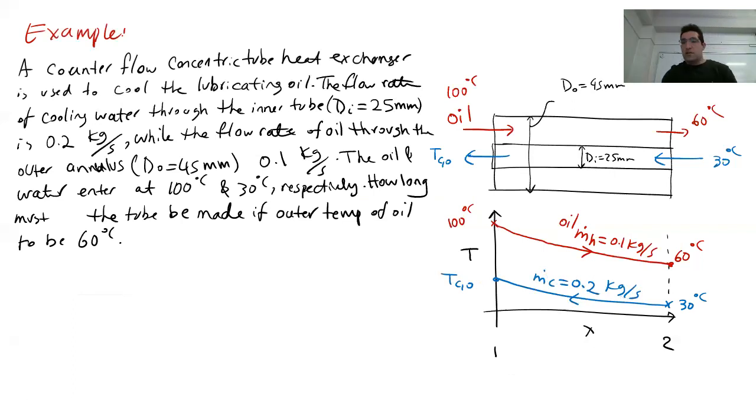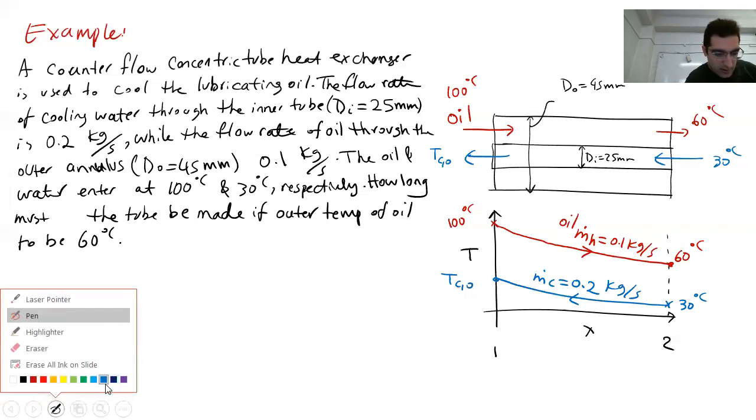So this is a design problem for a heat exchanger, which means that we have some inlet and outlet temperatures, we know the properties of the fluid, we know some diameter information, and we're looking for the length of the heat exchanger, how long it should be, so that for this mass flow rate we can get 60 degrees C at the outlet of the oil flow, so we can use it for our industrial process, for cooling purposes.